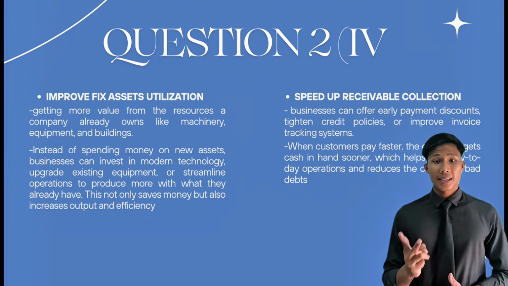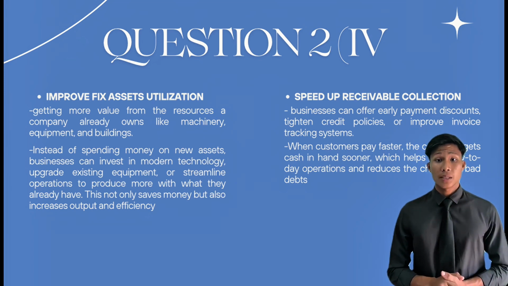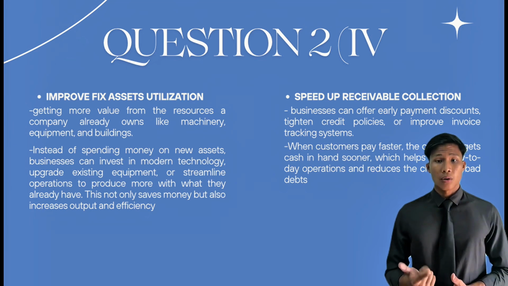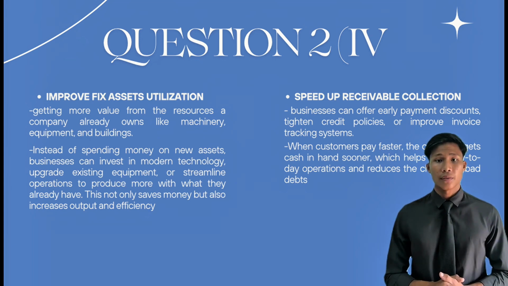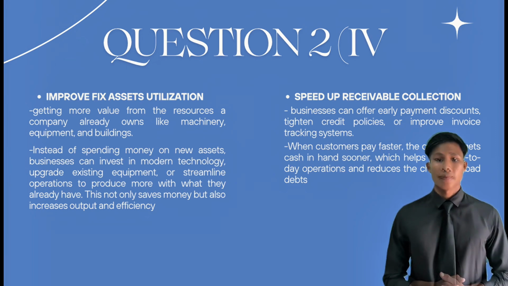upgrade? The second strategy is to speed up receivable collection. Late payments from customers are a common issue and can create serious cash flow problems. To fix this, businesses can offer early payment discounts, tighten credit policies, or improve invoice tracking systems. When customers pay faster, the company can get cash in hand sooner, which helps with day-to-day operations and reduces the chance of bad debts. In short, the faster money comes in, the stronger and more flexible the business becomes.